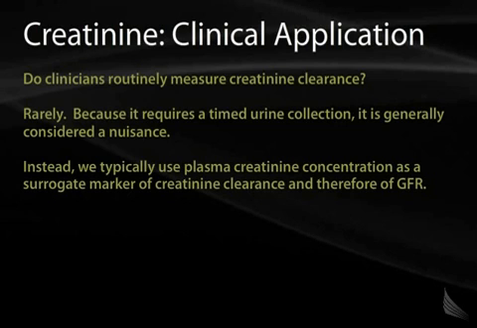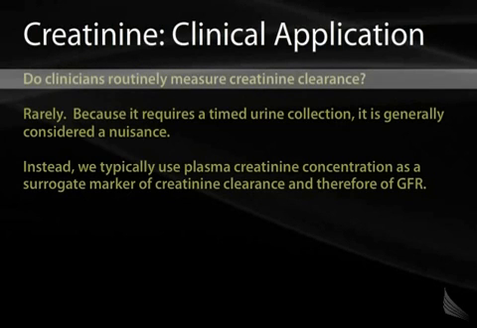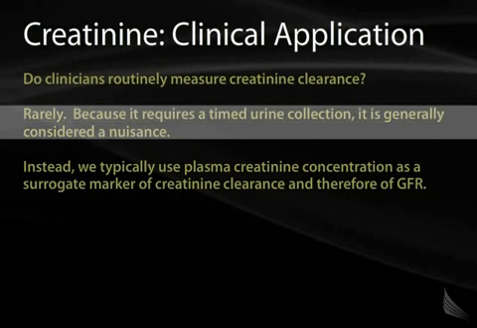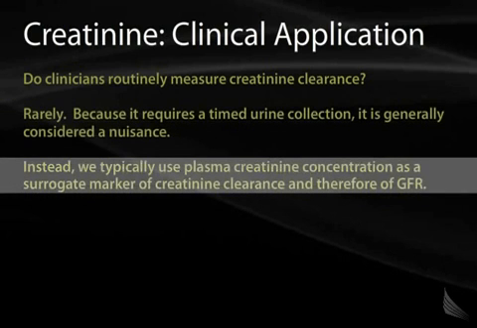In terms of the clinical application, do clinicians routinely measure a creatinine clearance by 24-hour urine collection? Rarely, because this requires a timed urine collection, which is generally considered to be a nuisance and logistically too difficult. Instead, we typically use plasma creatinine concentration as a surrogate marker of creatinine clearance and therefore of GFR.